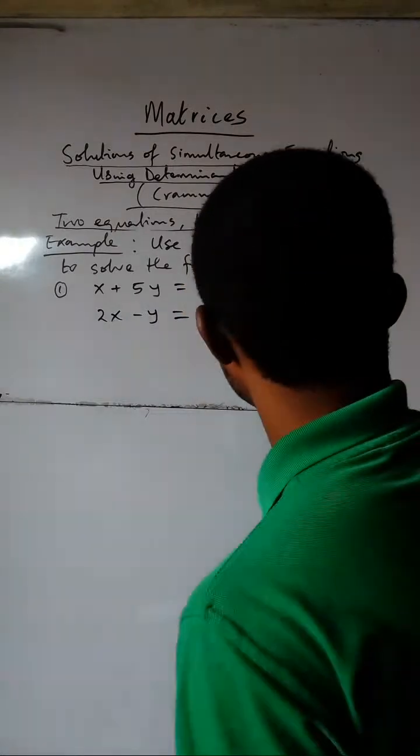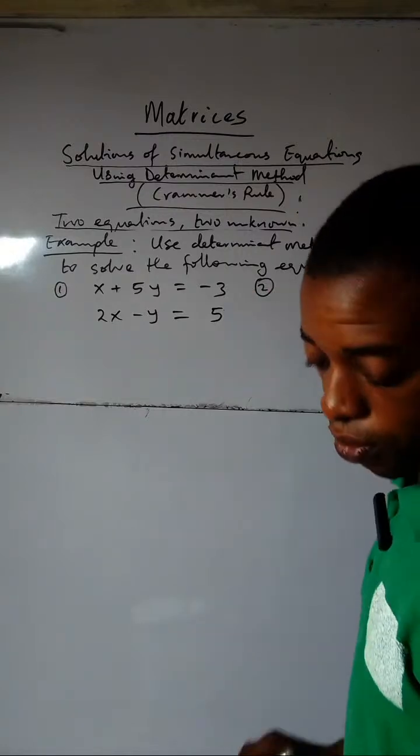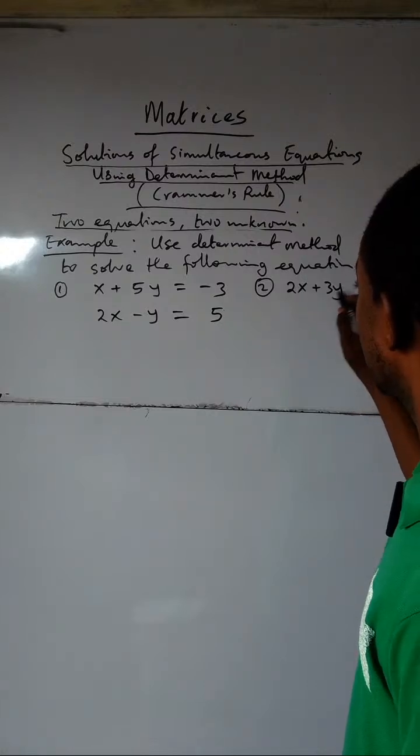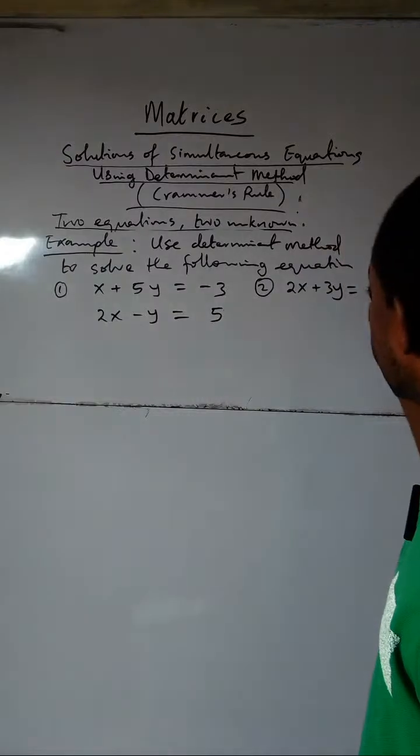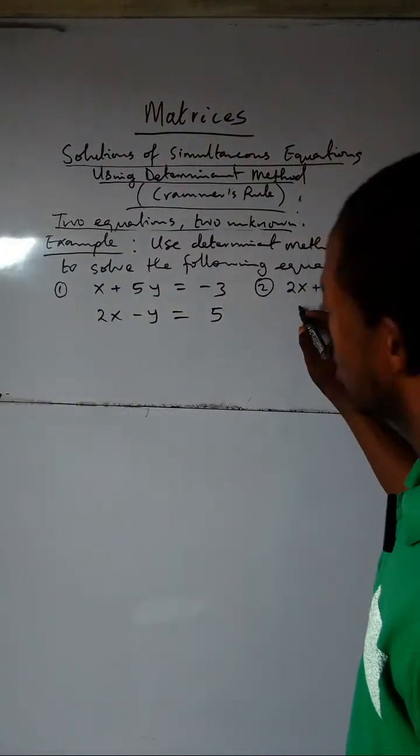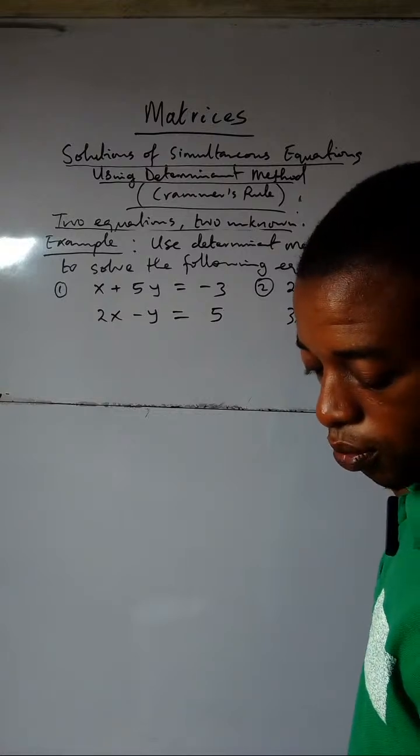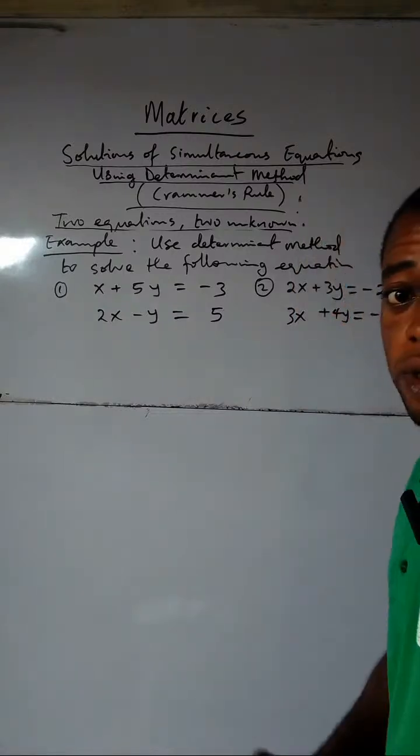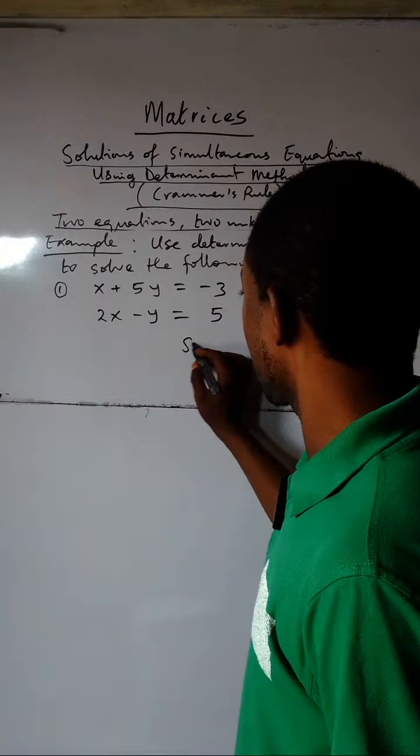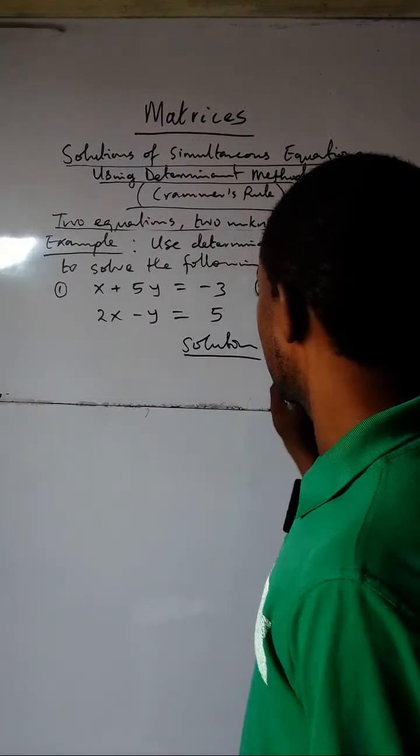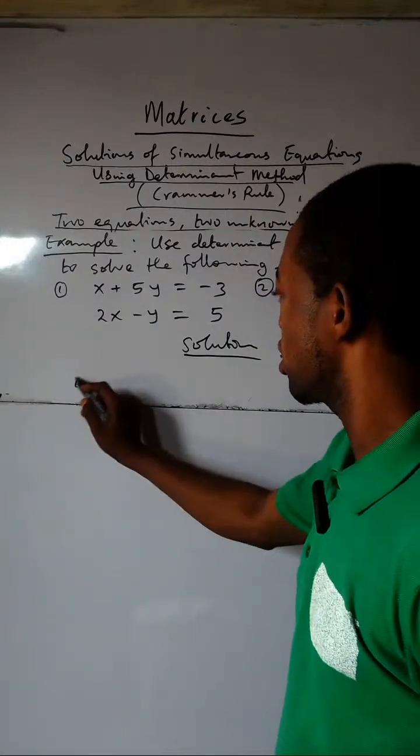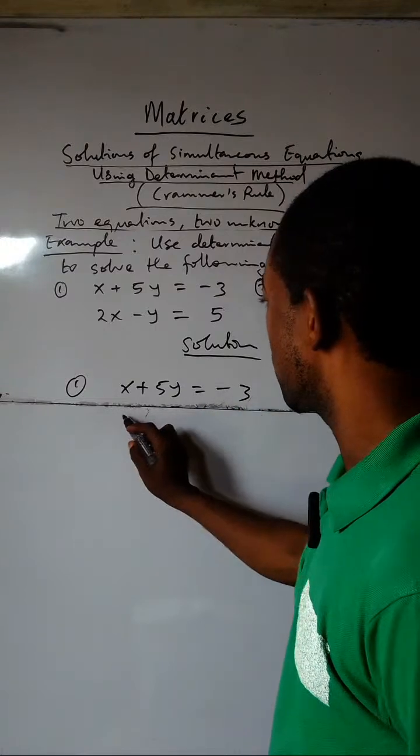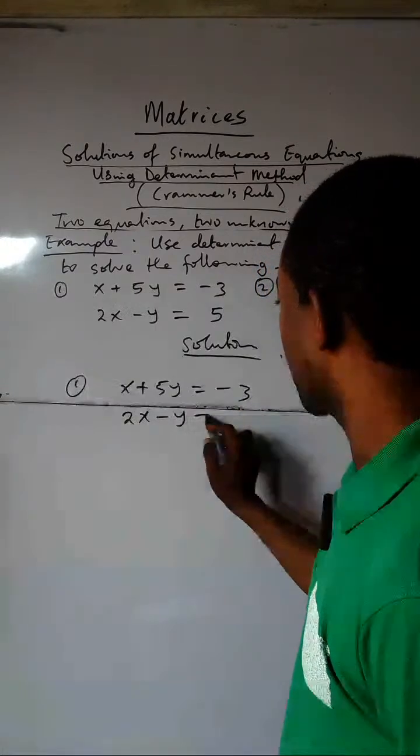This is the first one. Then the second one, number 2, we have 2x plus 3y equals minus 2, and the second equation, 3x plus 4y equals minus 6. Now, since we are using determinant method here, the solution from what we have, the first one, x plus 5y equals minus 3, and the second equation, 2x minus y equals 5.